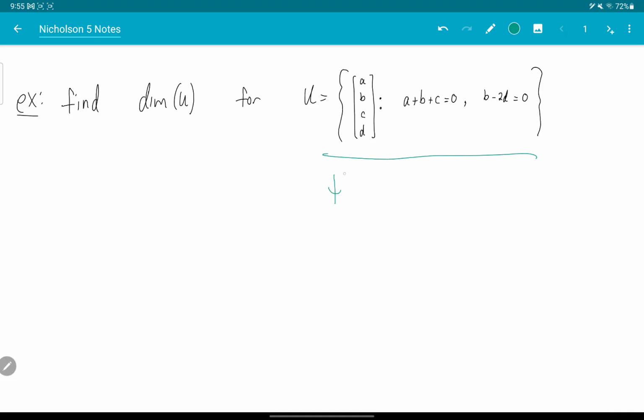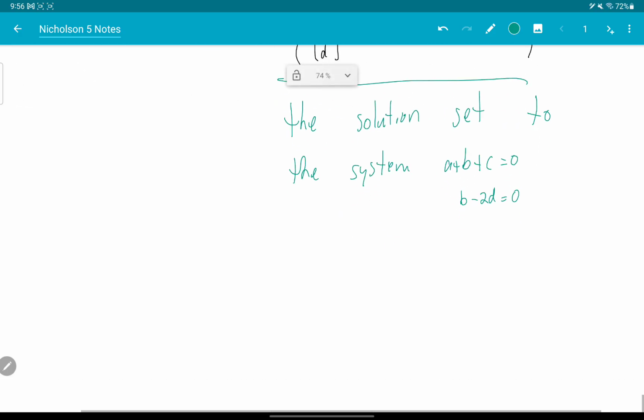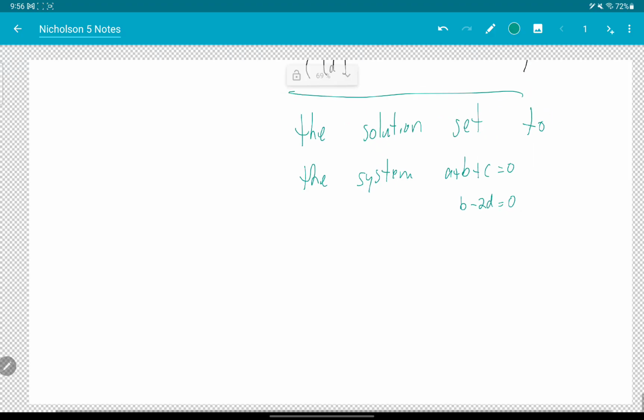This is the solution set to, well, the system. A plus B plus C equals 0. B minus 2D equals 0. So I can write that as a null space.